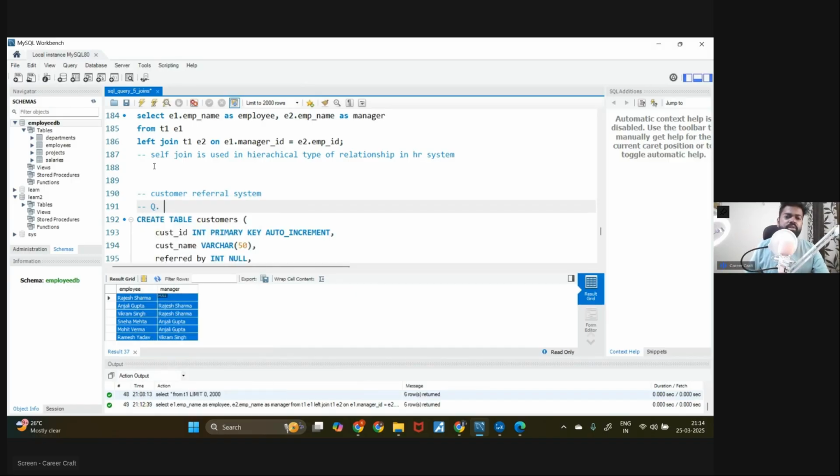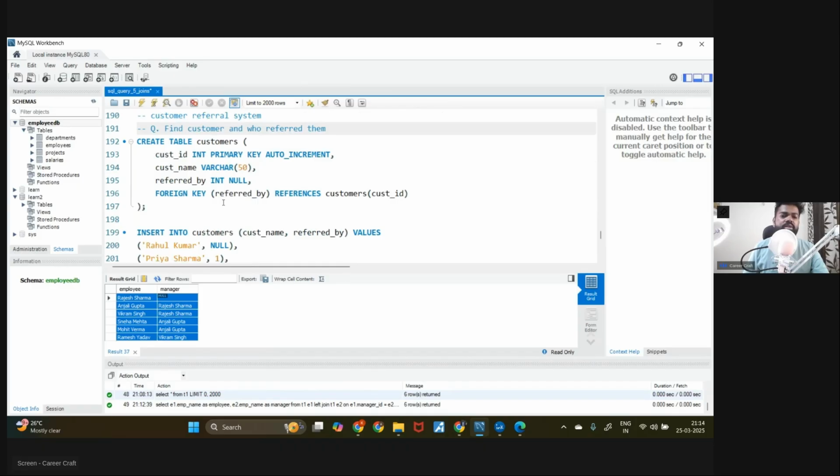First of all, please insert this table in the same database. This time I'm not changing the name. The question is very simple: find the customer and who referred them.